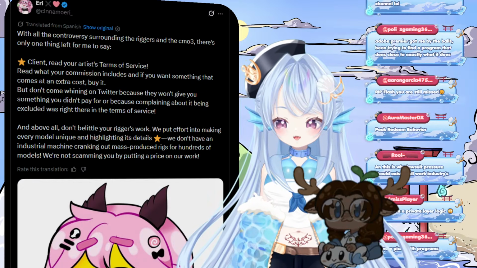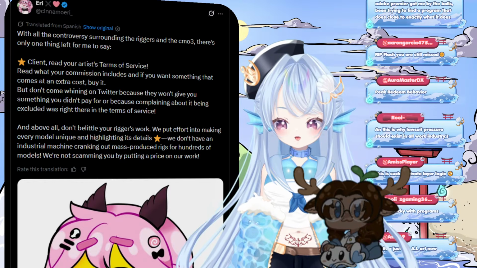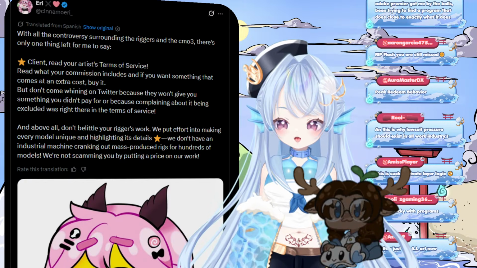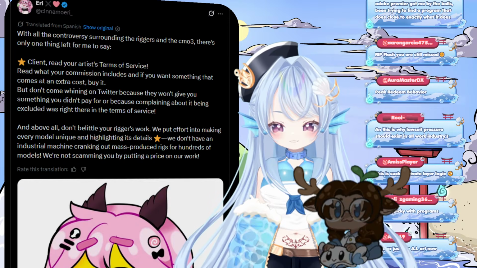We put effort into making every model unique and highlighting its details. We don't have an industrial machine cranking out mass-produced rigs for hundreds of models. We're not scamming you by putting a price on our work.